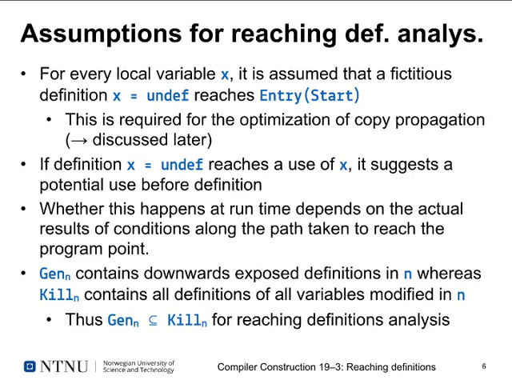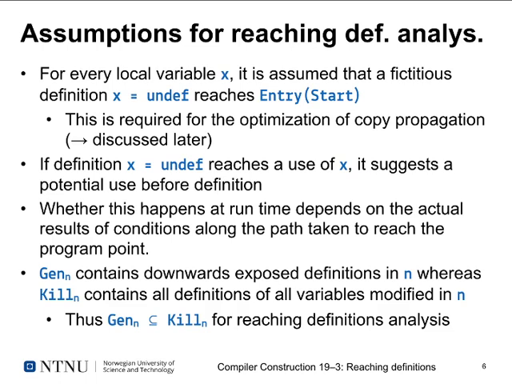So to perform a working reaching definitions analysis, we have to make some assumptions here. For each local variable x in a piece of code, we assume that some fictitious definition x equals undef reaches our entry. So we have a state we can actually start from. This is actually not required in every case, but we need it for optimization of copy propagation, as we'll see later. Now if we figure out that the definition x equals undef reaches a use of x, then we know we have a potential use of that variable before it has ever been defined.